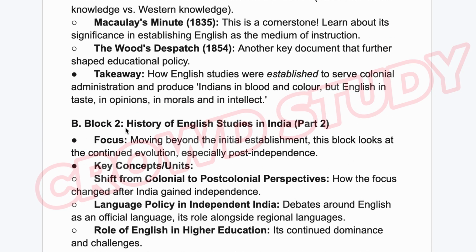Now let's discuss block number 2, History of English Studies in India, Part 2. It focuses on moving beyond the initial establishment. This block looks at the continued evolution, especially post-independence. A key concept of block number 2 is its shift from colonial to post-colonial perspectives, and how the focus changed after India gained independence.